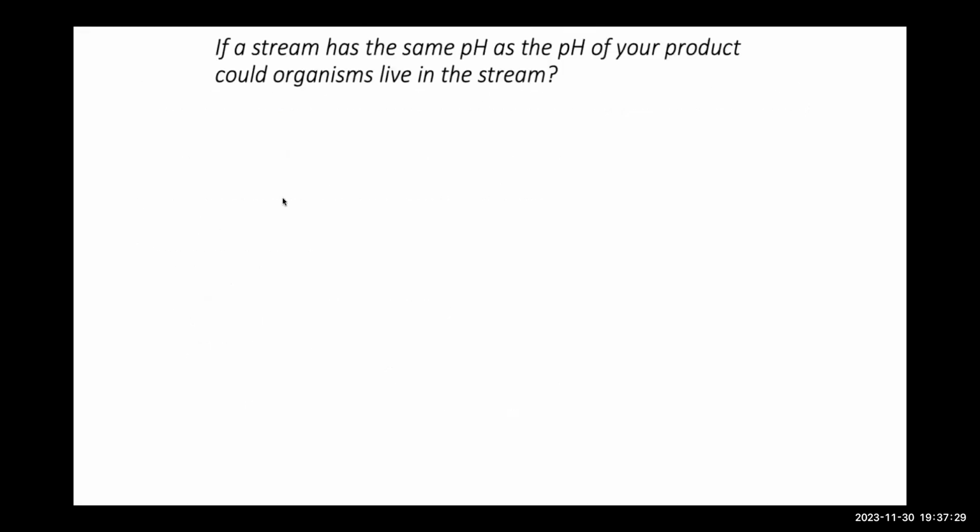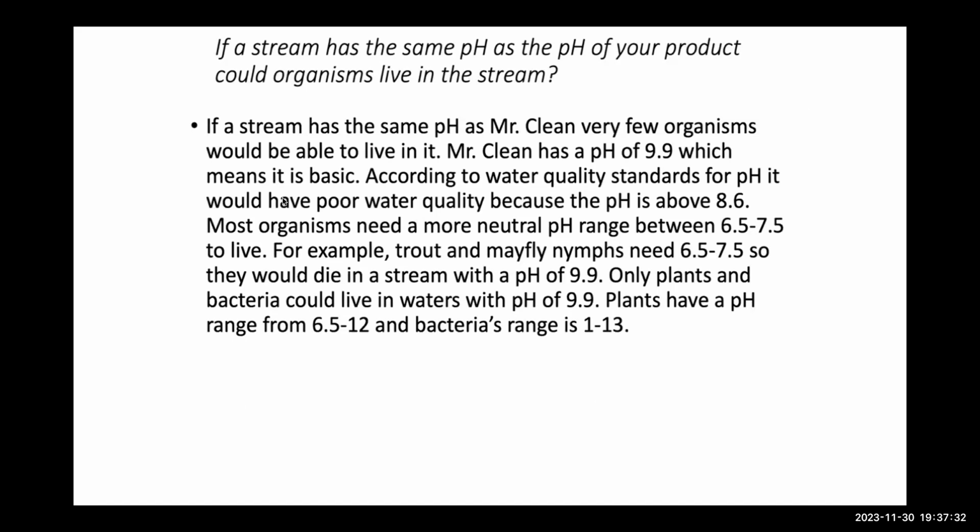So here's a potential response. If a stream has the same pH as Mr. Clean, very few organisms would be able to live in it. Does that sound like a nice claim? Mr. Clean has a pH of 9.9, which means it is basic. So they're starting to use science ideas. They're reporting some evidence. According to water quality standards for pH, it would be poor water quality because the pH is above 8.6. Most organisms need a more neutral pH range between 6.5 and 7.5 to live, for example. And then they're using that chart. They're talking about organisms that could live or organisms that could die.